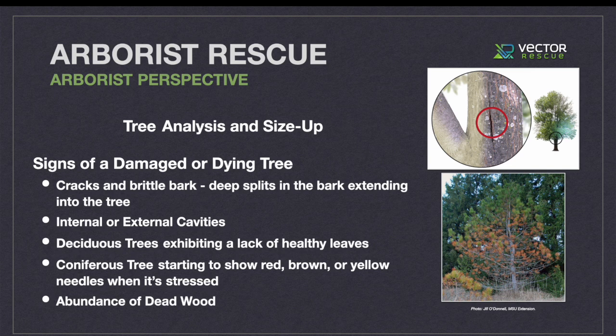The first thing we want to look for is signs of dead, damaged, or dying trees. We're going to look for cracks or brittle bark, deep splits in the bark that extend into the tree, internal or external cavities. We have deciduous trees, so trees that lose their leaves, exhibiting a lack of healthy leaves in spring, summer, when they should have leaves. Coniferous trees, or cone-bearing trees, that start showing red, brown, or yellow needles, or an abundance of deadwood in a tree, can all be signs of dead or dying trees.